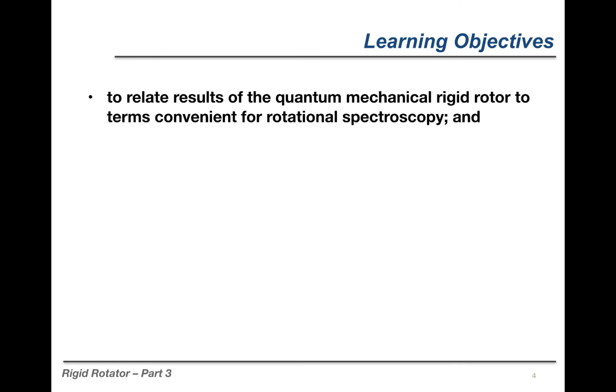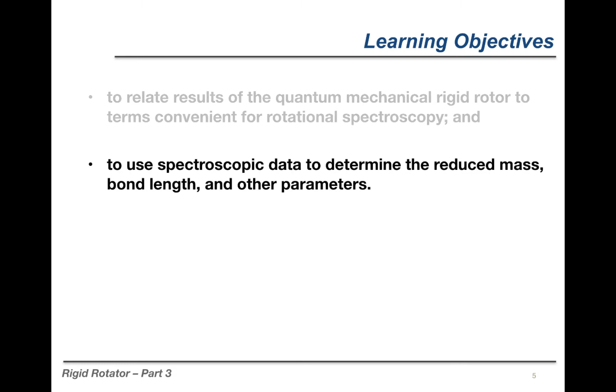The learning objectives of this video are twofold. First, we want to be able to relate the results of our quantum mechanical treatment of the rigid rotor model to the sorts of terms that are conveniently used in rotational spectroscopy. And second, we want to use spectroscopic data to determine the reduced mass or the bond length and other parameters of diatomic molecules.